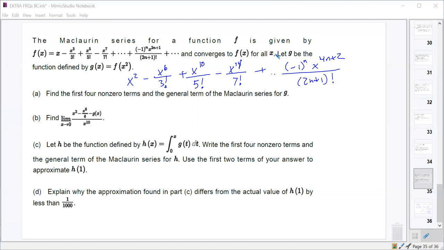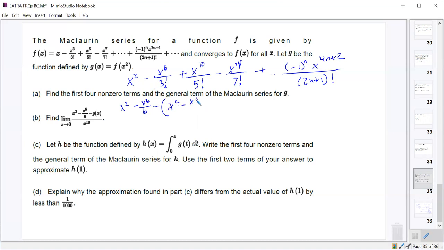All right. Part B, the limit as x approaches 0 of x squared minus x to the 6th over 6 minus g of x, and all over x to the 10th. So if we're looking at this for a limit here, let's first try to figure out what x squared minus x to the 6th over 6 minus g of x over x to the 10th looks like. Well, it looks like x squared minus x to the 6th over 6 minus, well, all of this again, right?